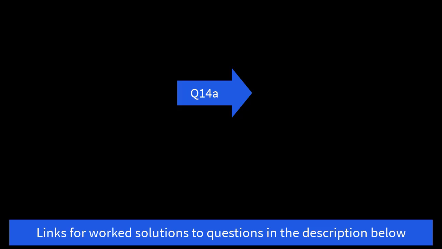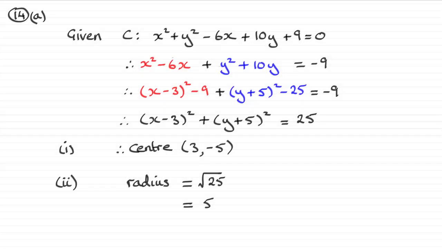So 14a then. This is a typical question where you're given the equation of a circle in this form and asked to find the centre and radius. So do check out my tutorials on this. It's a very standard method. What we do is group together the x squared and the x term here. I've written this in red, and we do much the same for the y parts, y squared plus 10y. Group those together and we complete the square on each of the red parts and the blue parts.